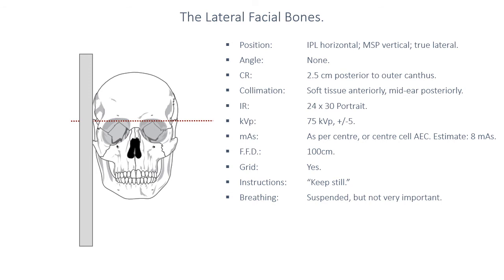The central ray for a lateral facial bones projection is 2.5 centimeters or 1 inch posterior to the outer canthus of the eye, and the collimation should be approximately to the border of a 24 by 30, and then bring that collimation in until it just touches the soft tissues of the nose anteriorly and about the middle of the ear posteriorly, because there are no facial bone structures anterior or posterior to that.